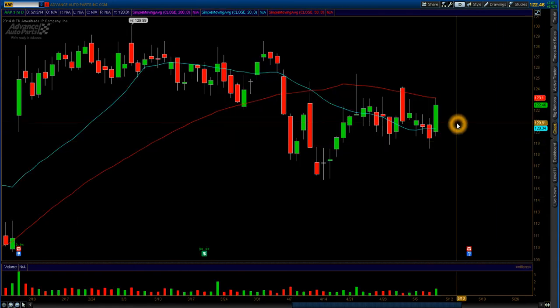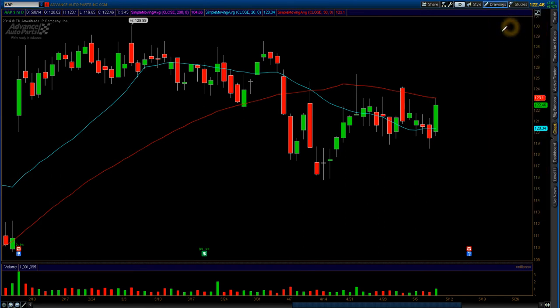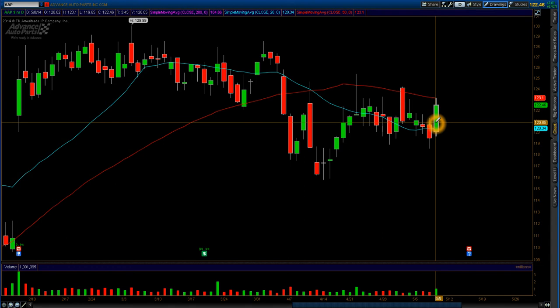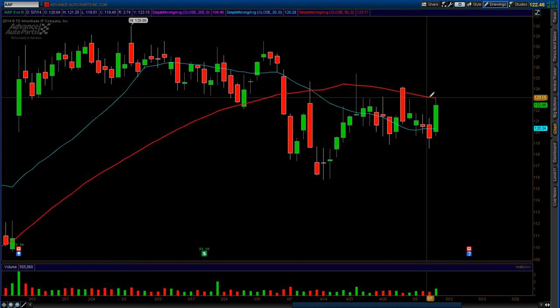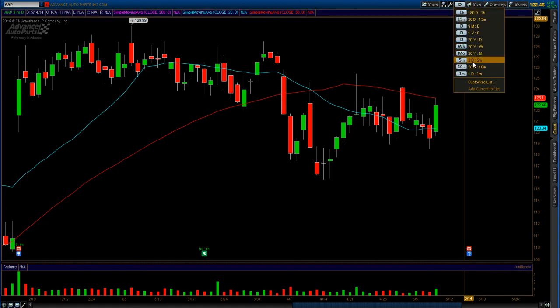As you can see, looking at the daily chart here, AAP closed up 2.5%, or $3. First thing I noticed right away, it hit this red line here, which is your 50-day moving average. The high today was 123.10, and your 50-day moving average is at, as you can see right here, 123.10. So perfect level here. Let's look at it on the 10-minute.